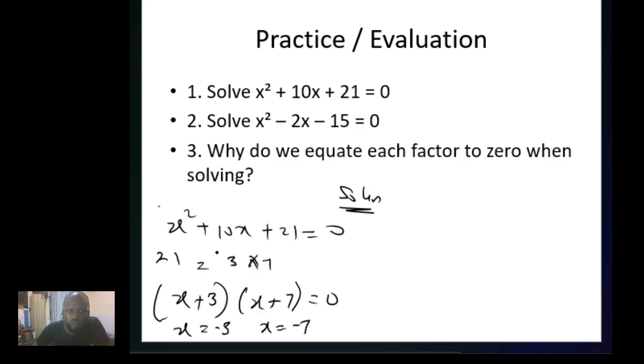So the second one, look at this straight up. Just look at this straight up. Number 1, what we have here is what? Minus 15. What are the factor pairs of this?